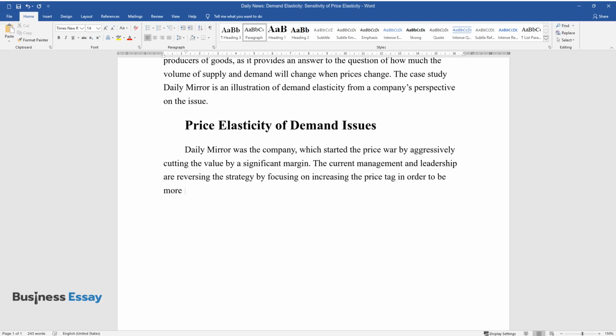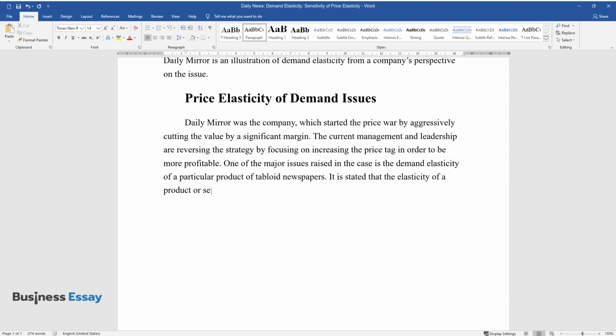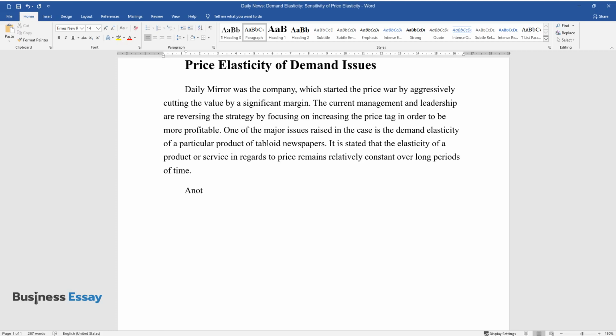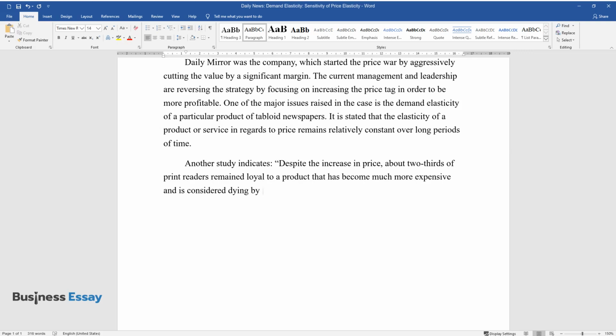One of the major issues raised in the case is the demand elasticity of a particular product of tabloid newspapers. It is stated that the elasticity of a product or service in regards to price remains relatively constant over long periods of time. Another study indicates, despite the increase in price, about 2/3 of print readers remained loyal to a product that has become much more expensive and is considered dying by many.